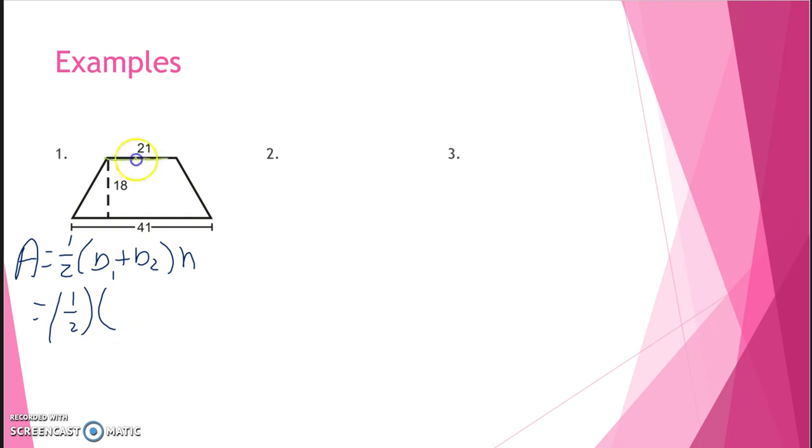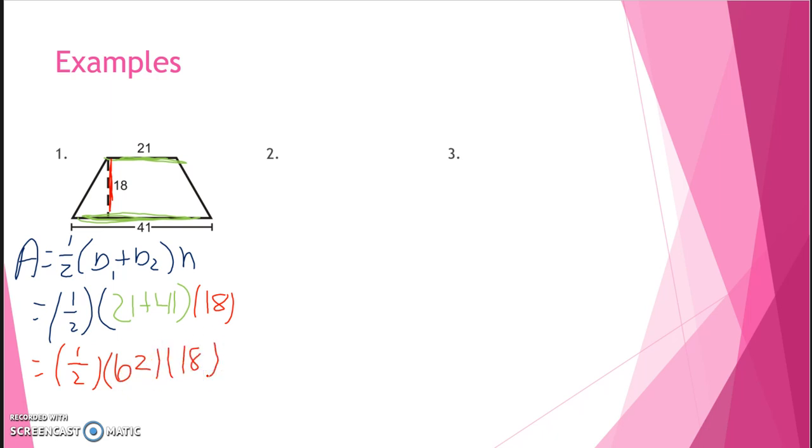So you have 1/2 base 1 is 21. Your other base is 41, and it actually doesn't matter which one you make base 1 and which one you make base 2 because you're adding them together, so it's not going to change the answer. And then your height is 18. So if you go through and if you remember your order of operations, 1/2, you do have to add in parentheses first. And then you get your total area is 558 units squared.